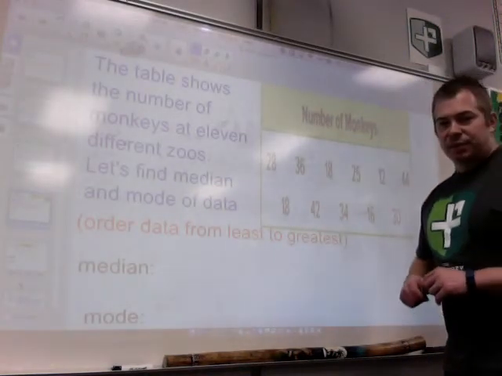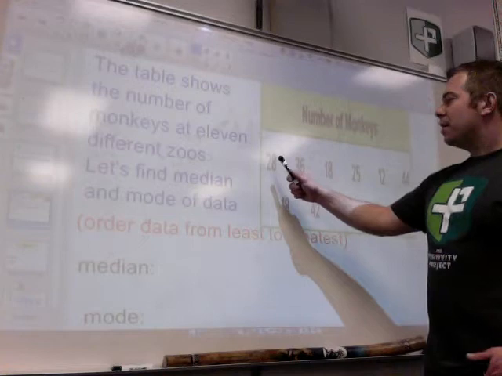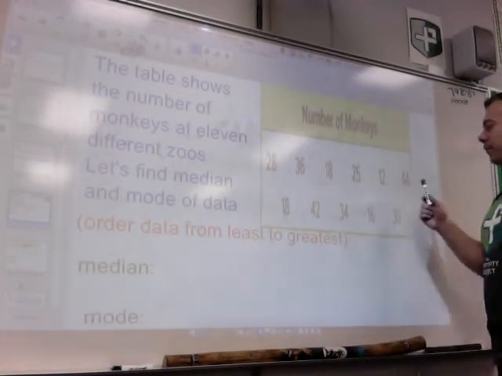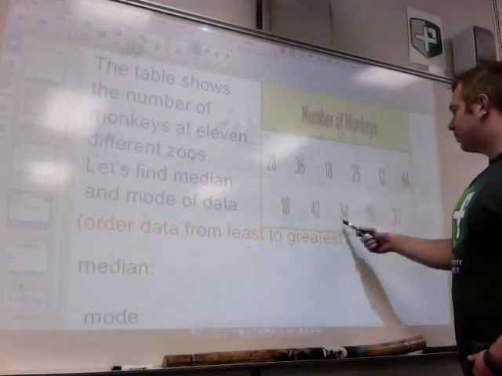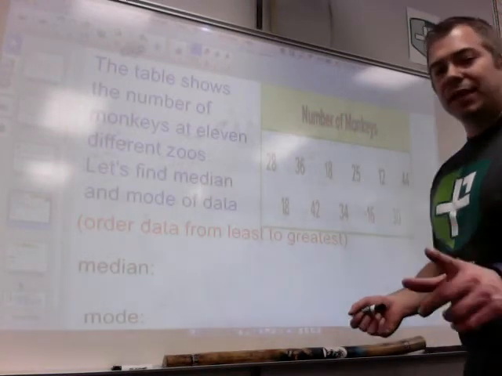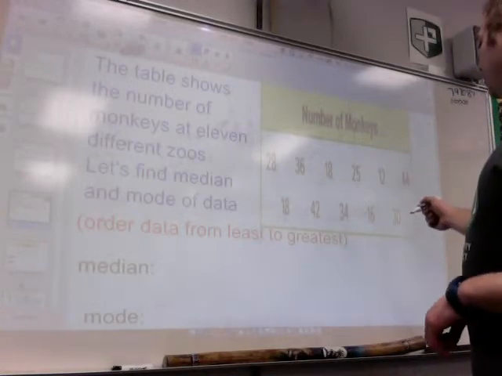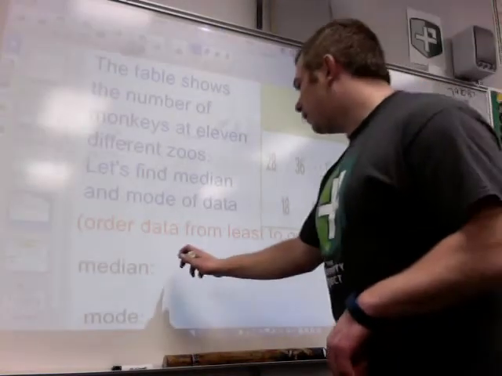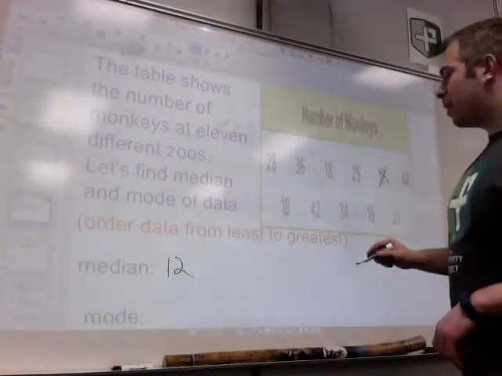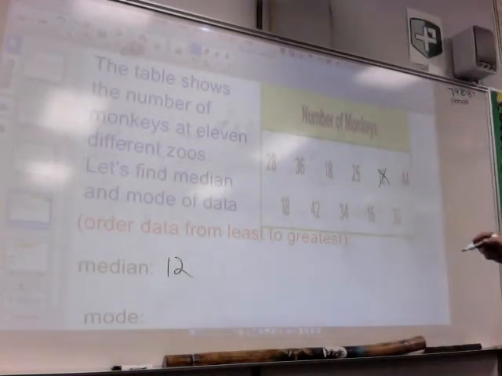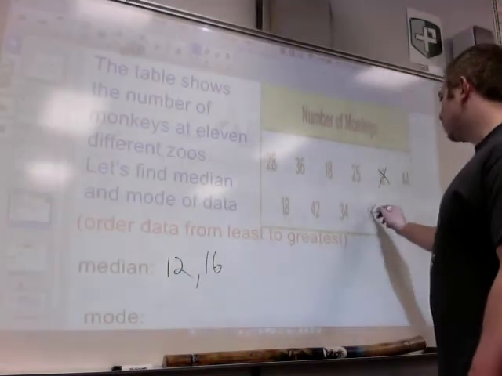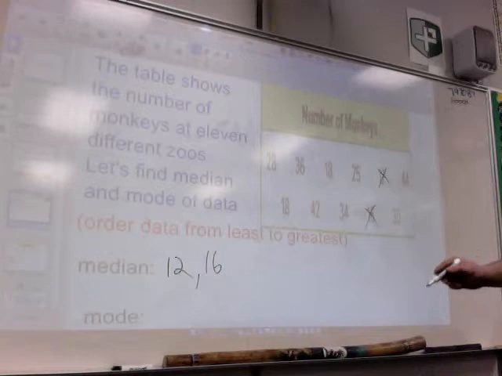If you can't see these numbers too well from the glare or whatnot, we have 28 at one zoo, 36, 18, 25, 12, 44, 18, 42, 34, 16, and 30. What I need to do first is write them from least to greatest. Smallest number is 12. So I'm going to kind of mark it off as I go. Next smallest number is 16. I'll comma in between. Then I have two 18s.